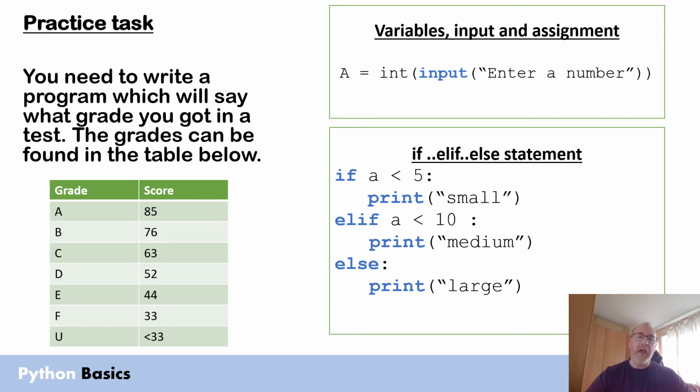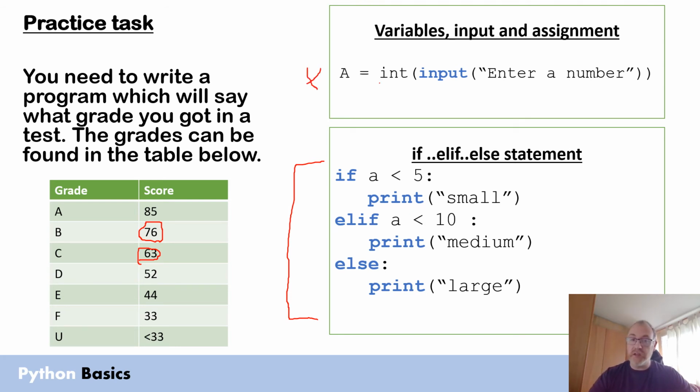We shall see. Anyway, the practical task here is you need to write a program which will say what grade someone gets for a test. So if they get a score of maybe 65, for example, then they will have got a C grade because it's over 63 but below 76. Now to do this, you will use this code pattern on the side here. Okay, using an elif. Okay, you don't need to do anything with ands and ors, and elif will work perfectly well for this one. You will also need to use this code pattern here to get the score in.